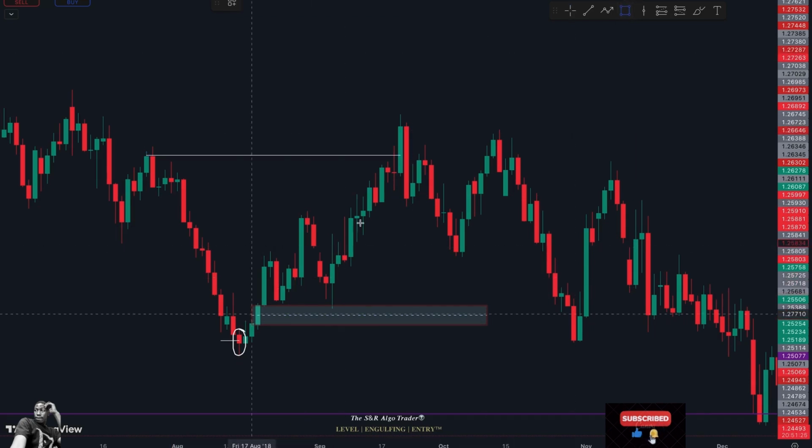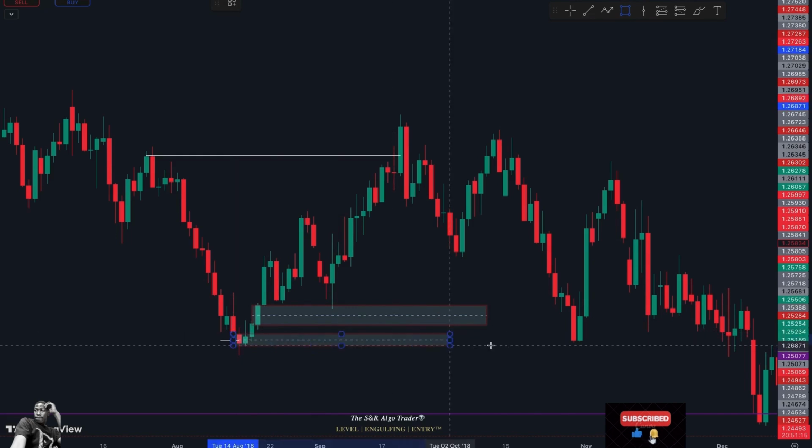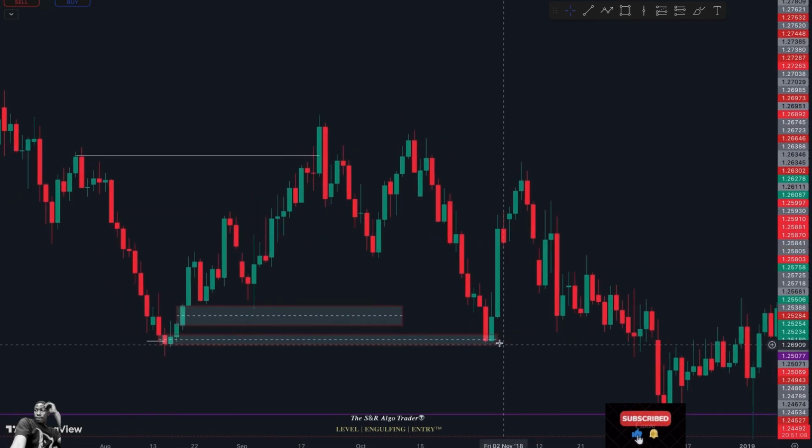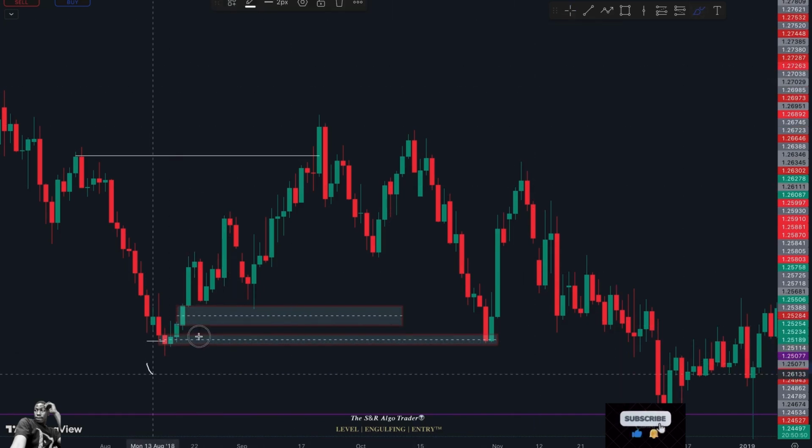So let me clear this one. The last bearish candle, we mark the body. It's our order block. So this last bearish candle pushed price to break the structure here, and it has an imbalance, so it's a valid order block.